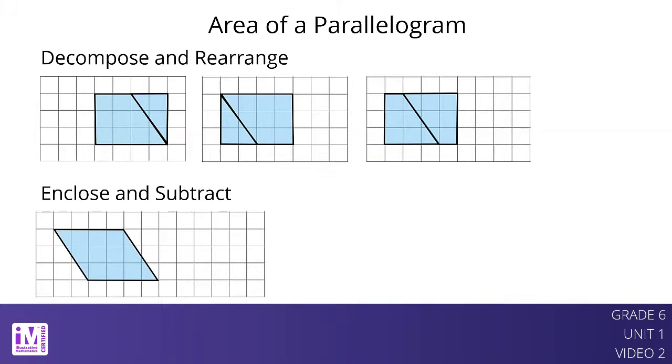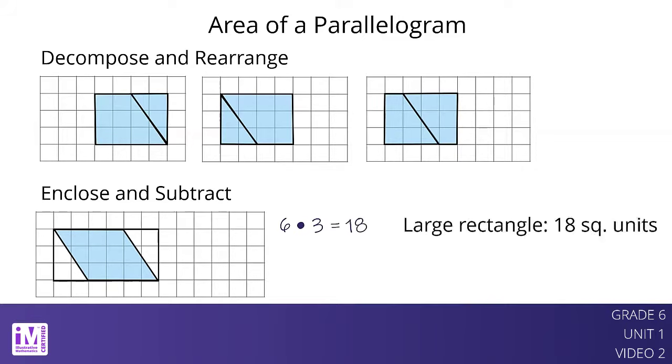Another strategy is to enclose the parallelogram with a rectangle and then subtract the area of the 2 extra triangles in the corner. In this example, we can enclose the parallelogram in a large rectangle that is 6 units by 3 units. This rectangle has an area of 6 times 3, or 18 square units. To get the area of the parallelogram, we want to subtract the area of the 2 triangles we have added on each end.